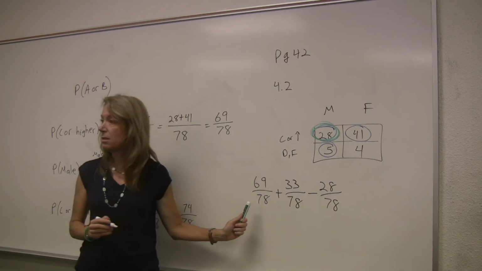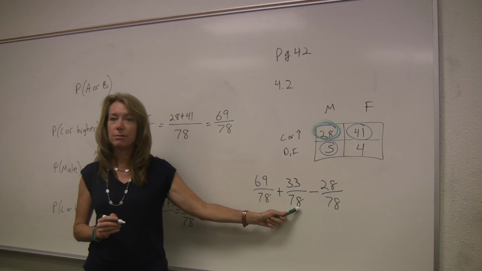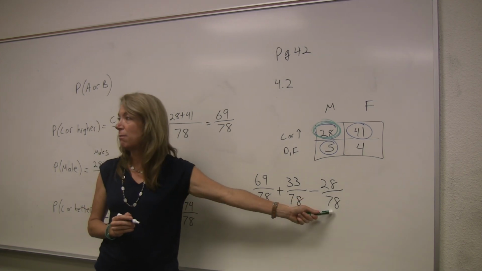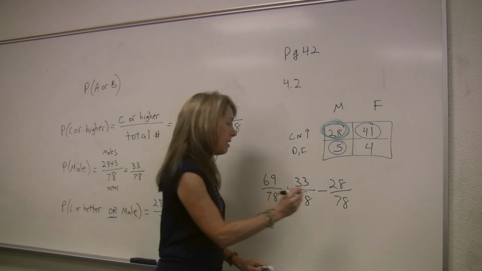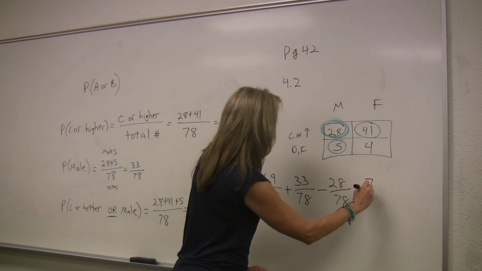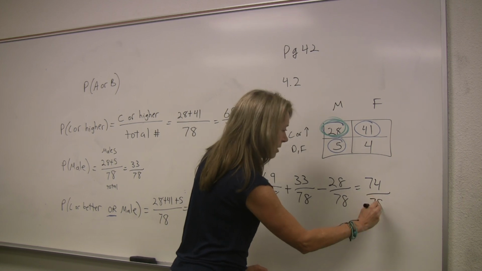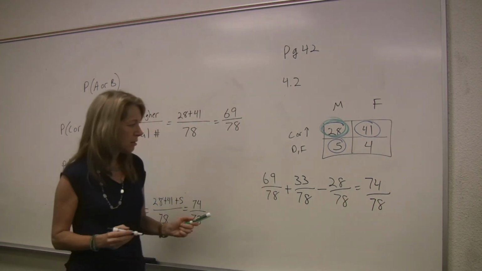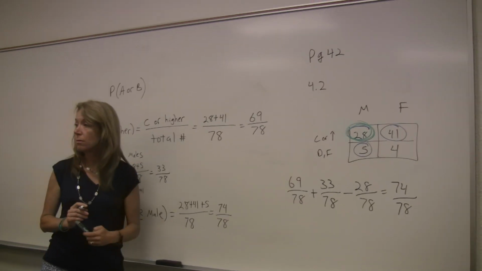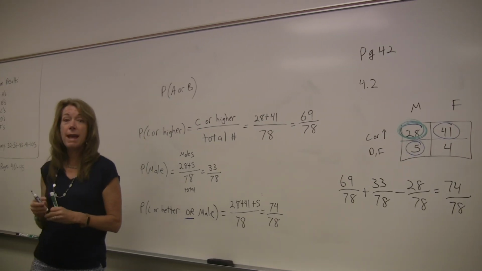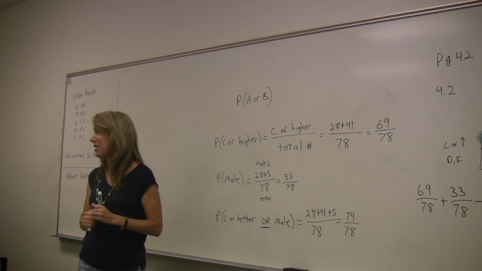Do we agree with that? This is the probability of C or higher. This is the probability of male. And I'm subtracting anybody who was both because they got counted twice. That should still end up being my 74 over 78. Yep, 74. You don't have to do it this way. If you're on my stat lab though and you ask for help, they will tell you to use this rule.